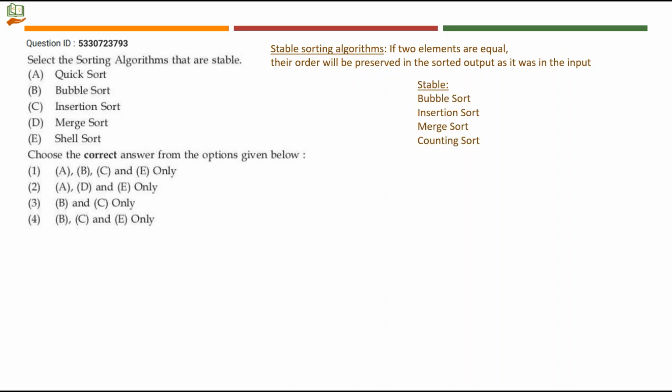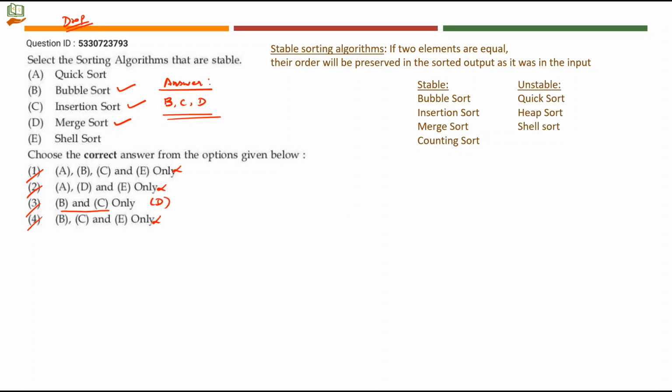What are the stable algorithms here? We have bubble sort, insertion sort, merge sort and counting sort. From this we will be able to mark B, insertion C and merge D. So B, C, D will be the right answer. Since no option is providing this answer, they have dropped this question in the official answer key. B and C can be right, but along with that, we also have merge sort as the answer. So that's why the question is dropped.